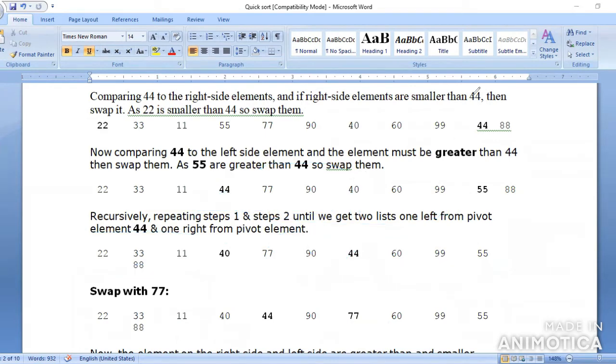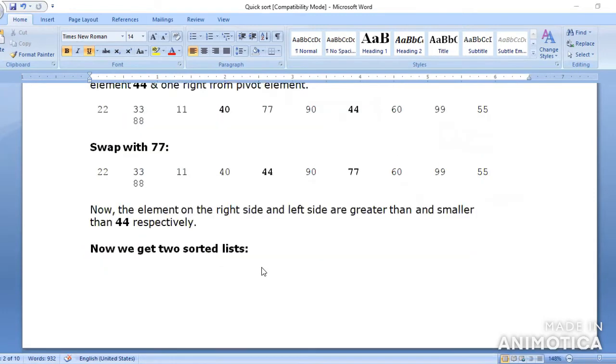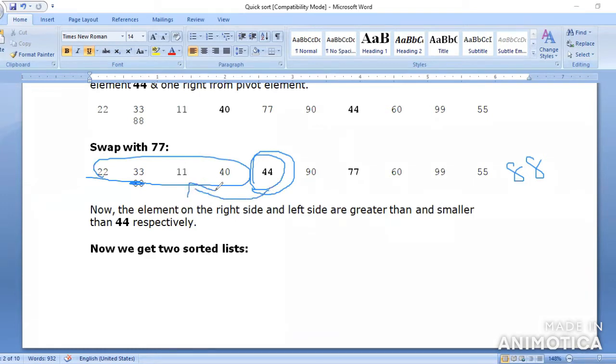Okay, it's clear. Then what is the next thing? After swapping 77, now you can check here. Now the pivot element is 44. It's in the correct position here. How to check? 44 is here, 88 is not here. This is for here only. Okay. So now on the left side, 44 is the pivot element. The left side values are always less than the pivot element.